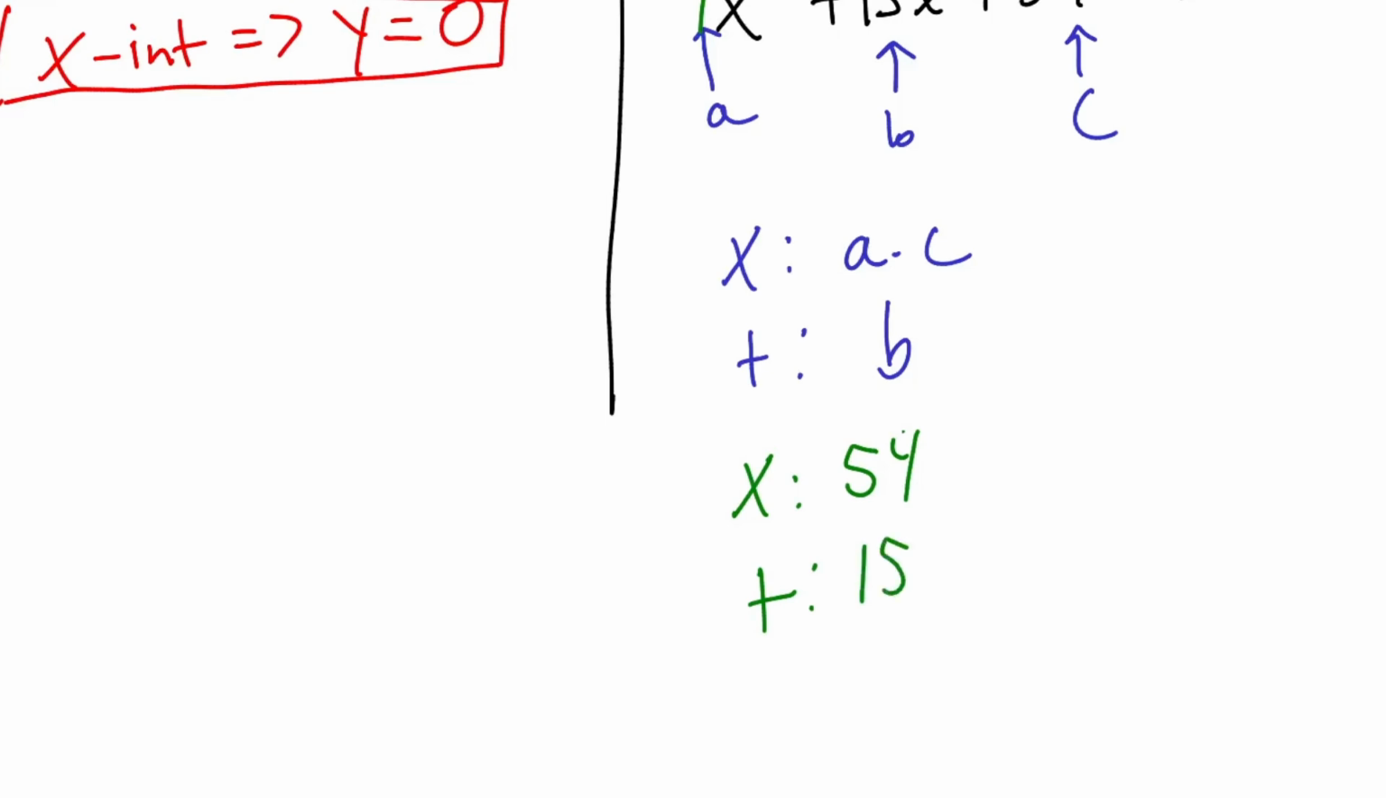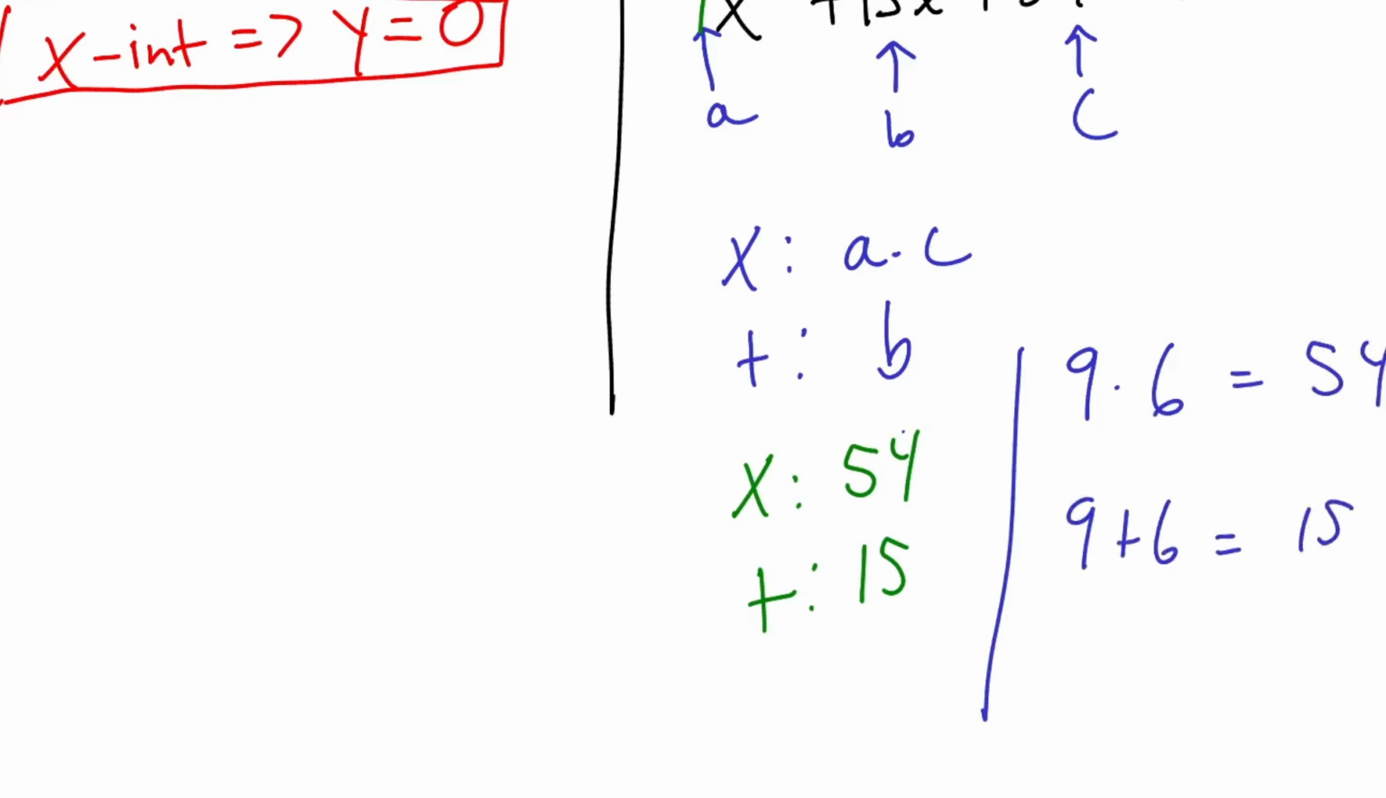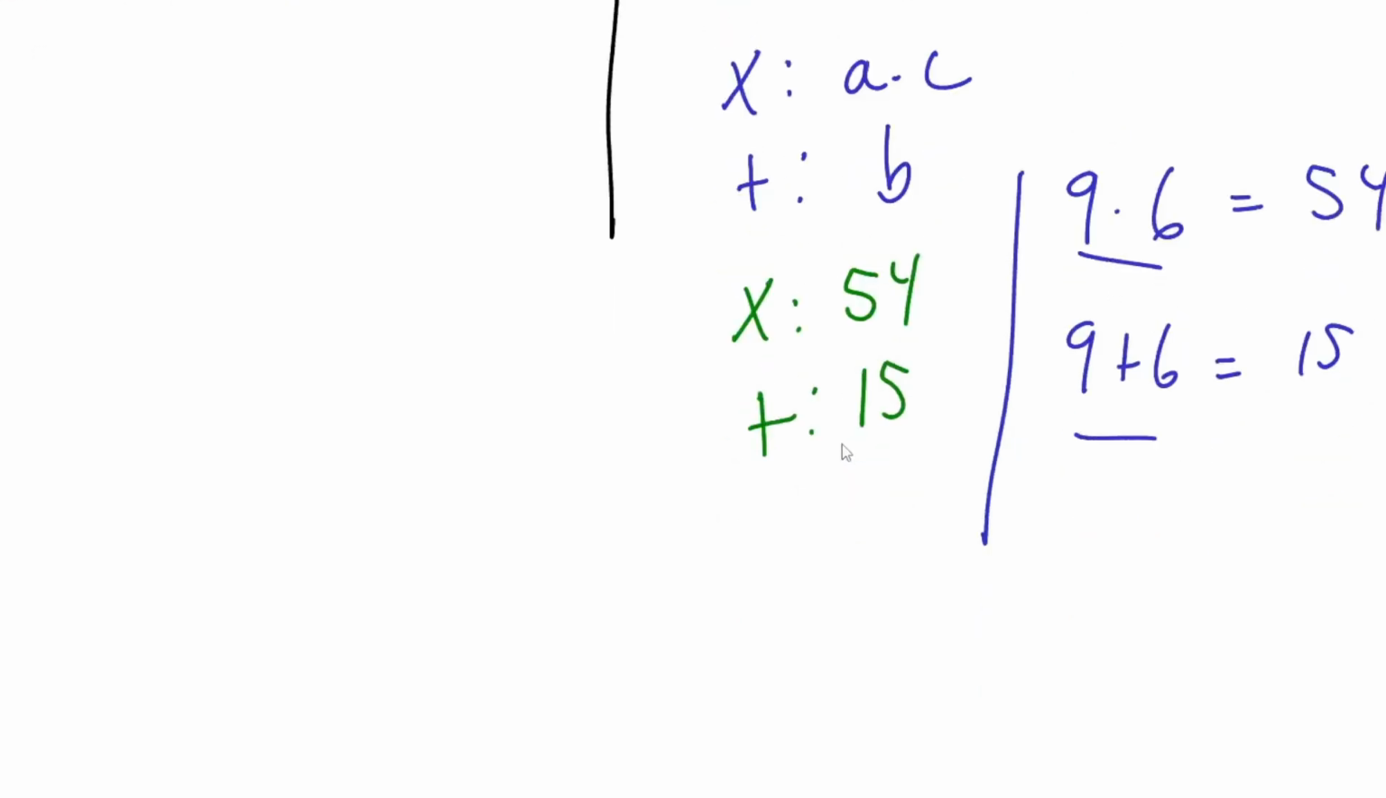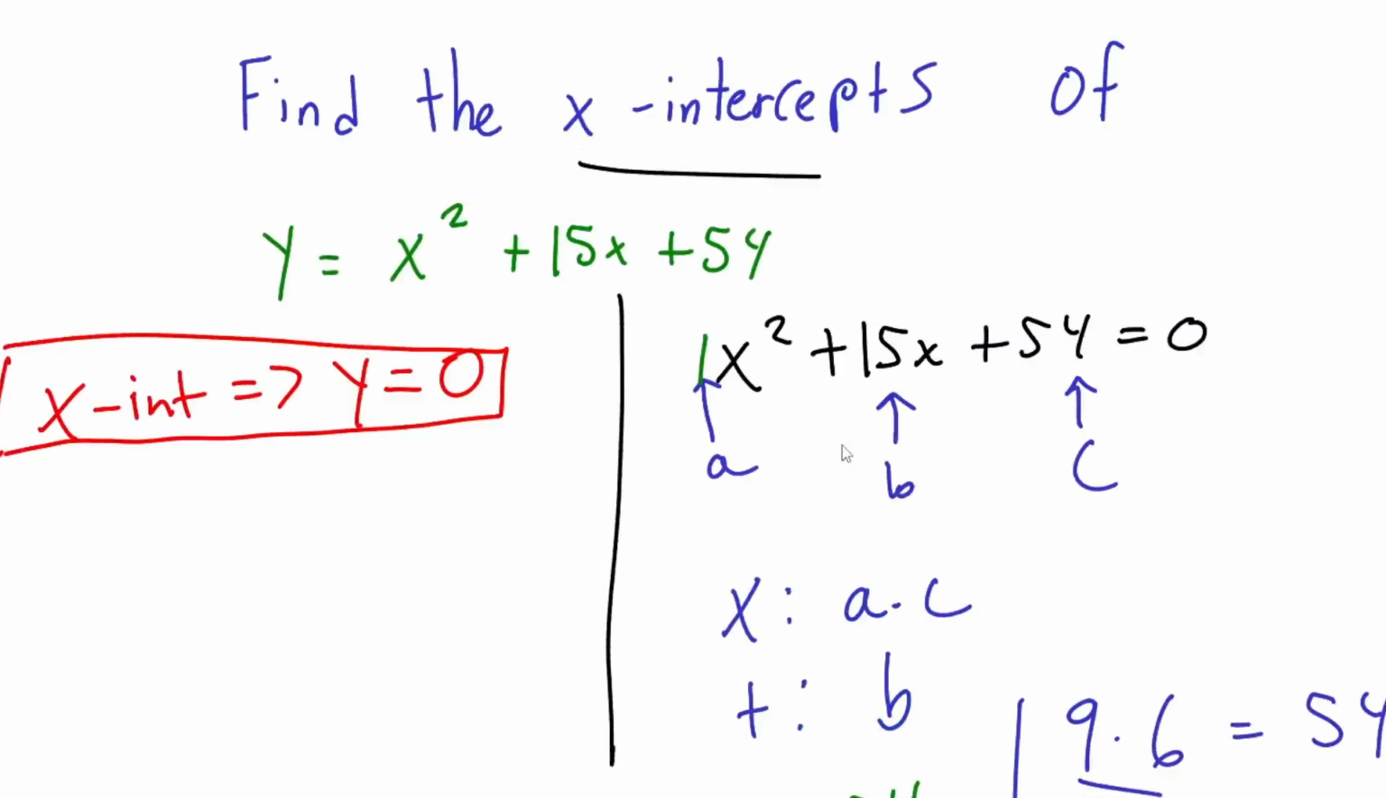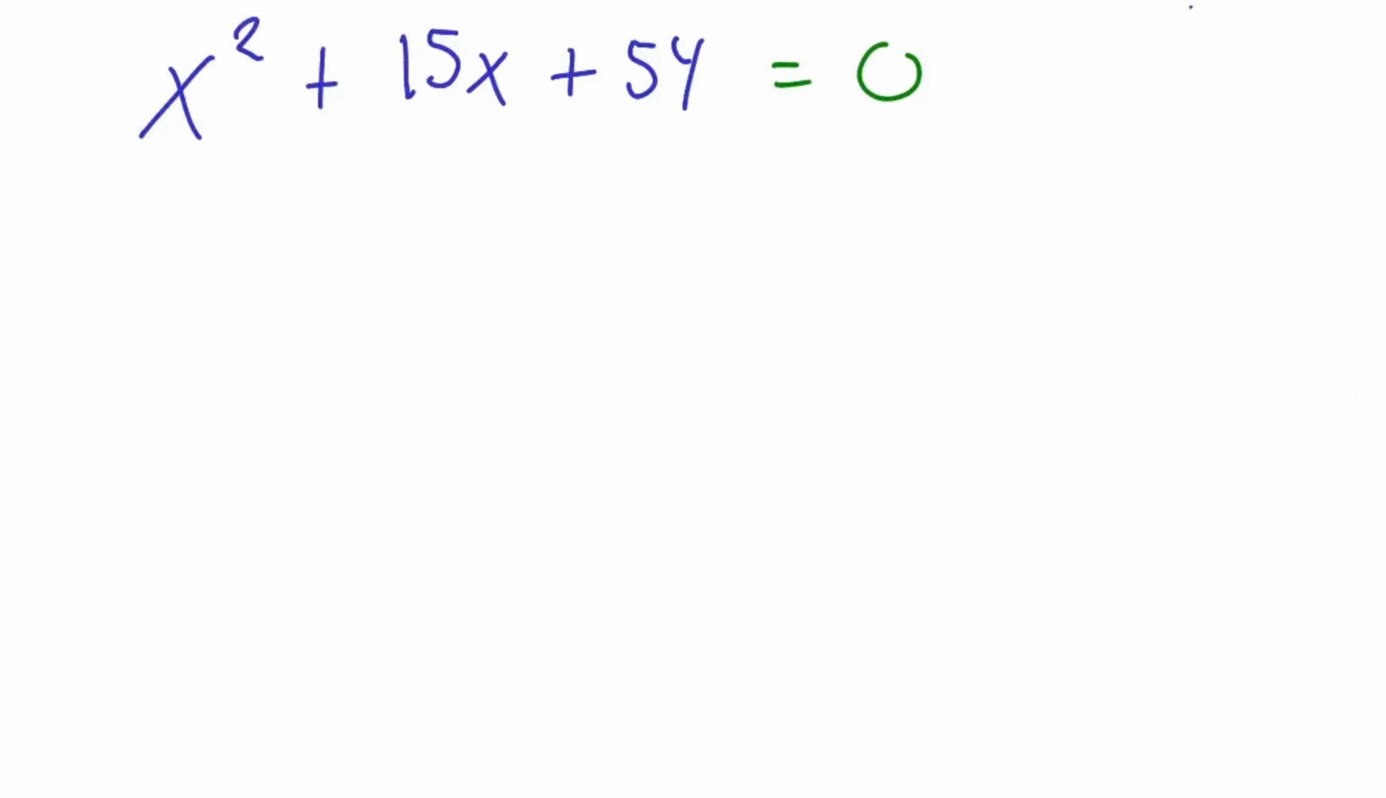Now you can go through the numbers, but I've already figured out the numbers here. The two numbers that multiply to 54 and add to 15 are basically 9 and 6, because 9 times 6 is 54, and 9 plus 6 is equal to 15. So we found our terms that we need to be using. So now let's get to factoring. Alright, so what I'm going to be doing is splitting up my 15x into 9x and 6x. Doesn't matter the order, but that's what I'm going to be doing.